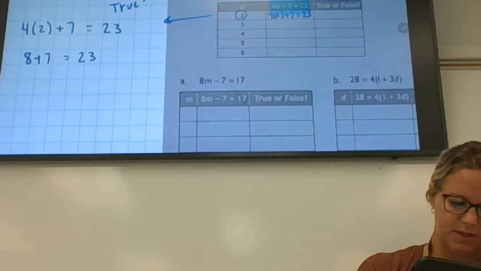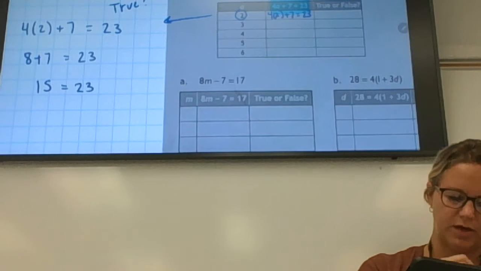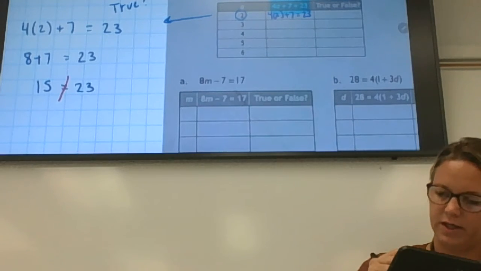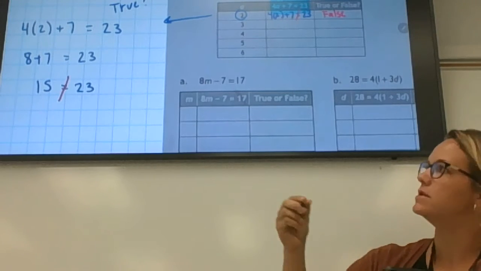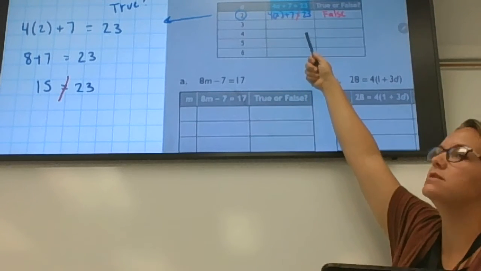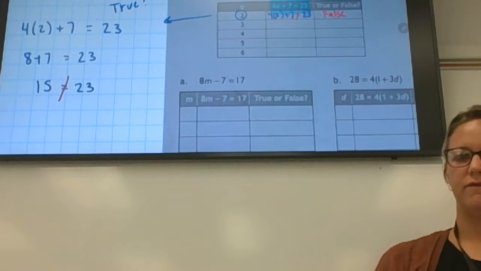Nah. So does 15 equal 23? For your work, put a line through it. We can go ahead and say that's false. I'm gonna put a line here too, because I don't like false equations. I put a line through it. False.